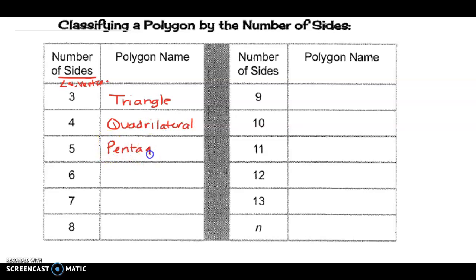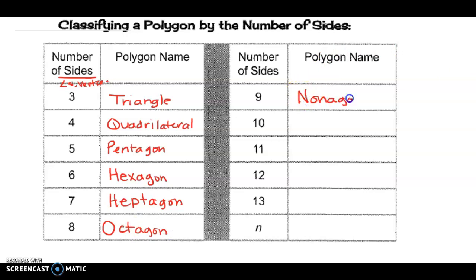5-sided is a pentagon. 6-sided is a hexagon. 7-sided is a heptagon. 8-sided is an octagon. 9-sided is a nonagon. 10-sided is a decagon.